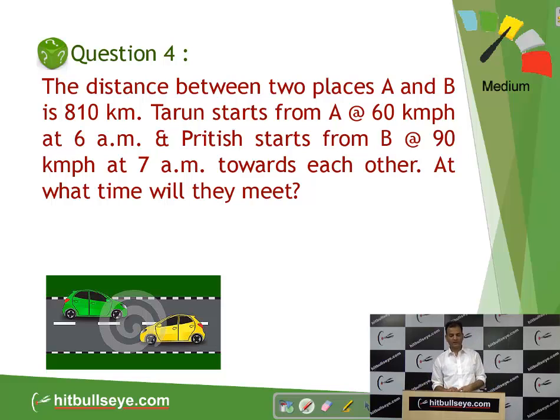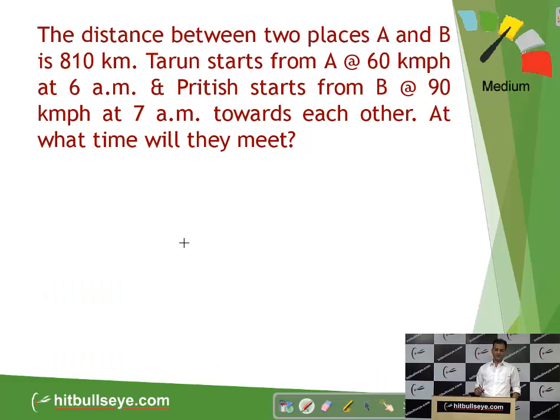The distance between two places A and B is 810 km. Tarun starts from A at 60 km per hour, and Pritesh starts from B at 90 km per hour toward each other. At what time will they meet? Again, now students, you can see, just draw a diagram.